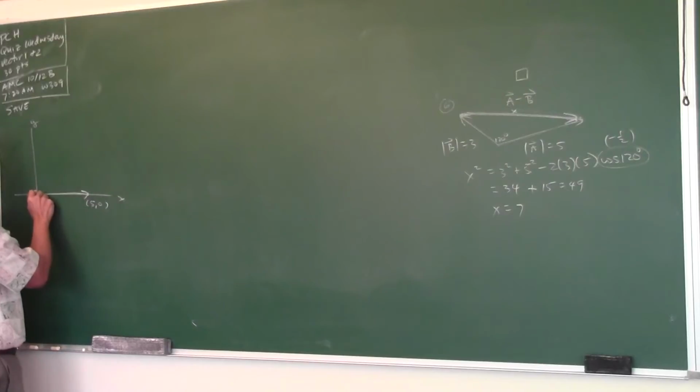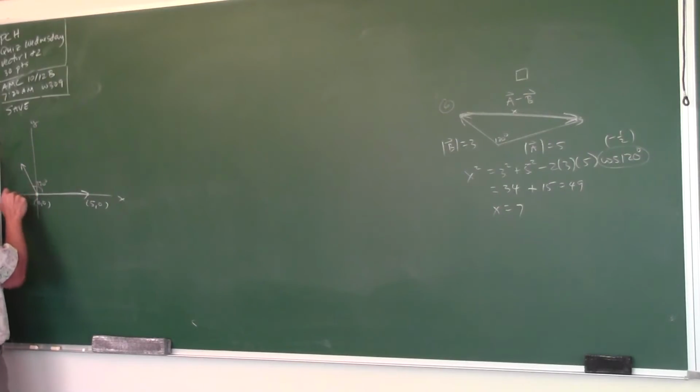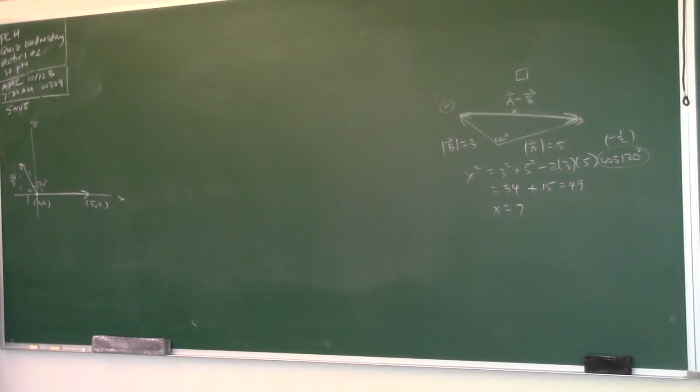And then B would be over here. Remember, it makes a 120 degree angle, and the length of vector B is 3. So, is there a way I can figure out the coordinates of this point right there? Yeah, you can either do polar or just figure it out. Look, if this is a 120, that's a 60, that's a 3 halves, and that's a 3 root 3 over 2, right? 30, 60, 90 triangle. Therefore, the coordinates of this point are negative 3 halves, 3 root 3 over 2.